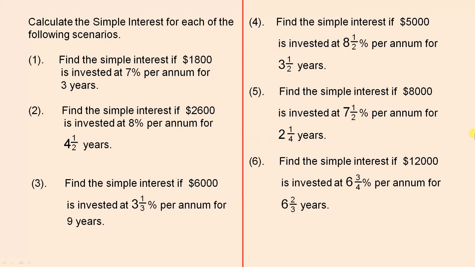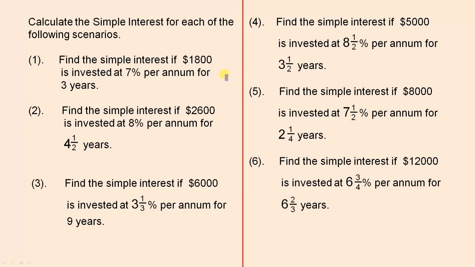So let's quickly have a look at each of the examples. Example 1, find the simple interest if $1,800 is invested at 7% per annum for 3 years. That's the simplest example, and it's quite straightforward when you use the formula.